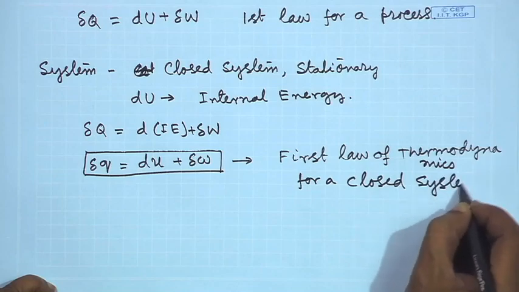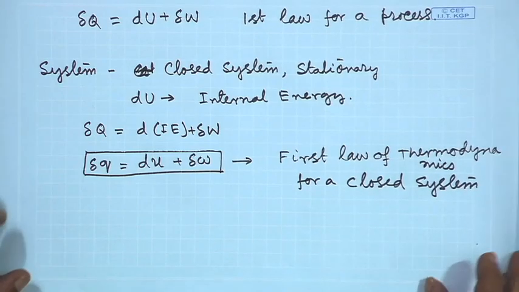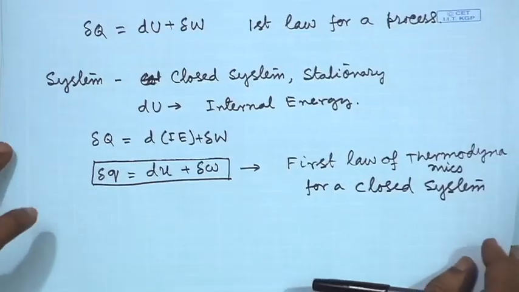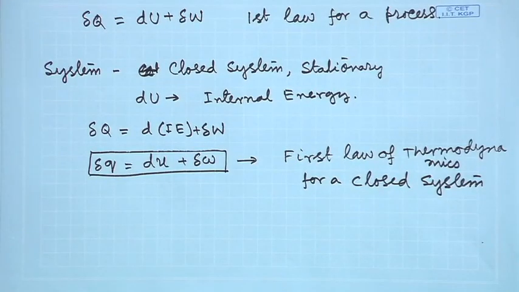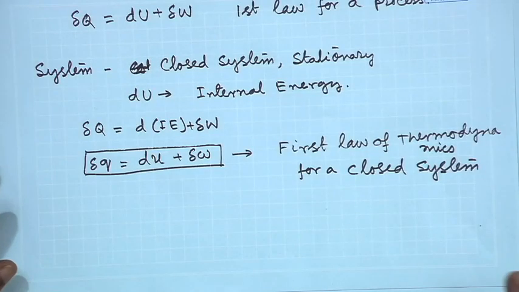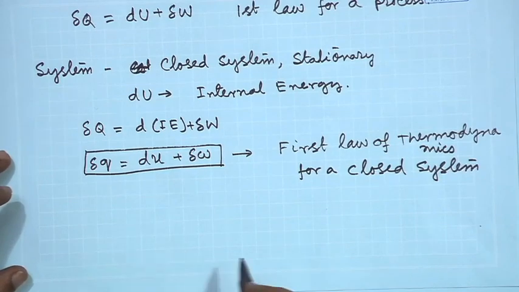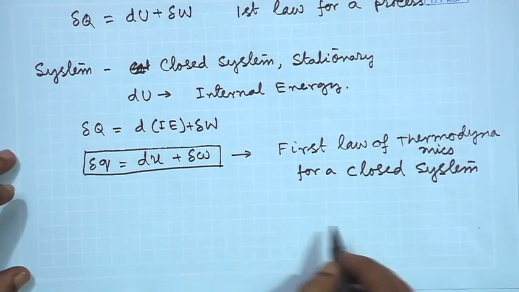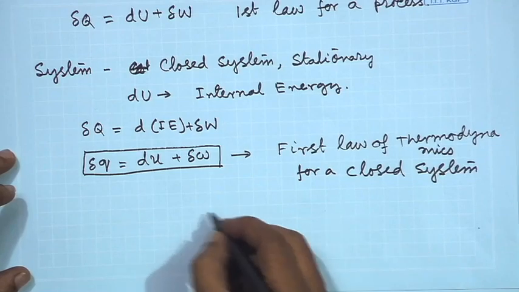First law of thermodynamics for a closed system. So, there are definitely many closed systems in our engineering practice. Let us say a reaction vessel in which some sort of chemical reaction is taking place is a closed system. Some sort of internal combustion engine, if we idealize it, is a closed system; we can have a reaction vessel.